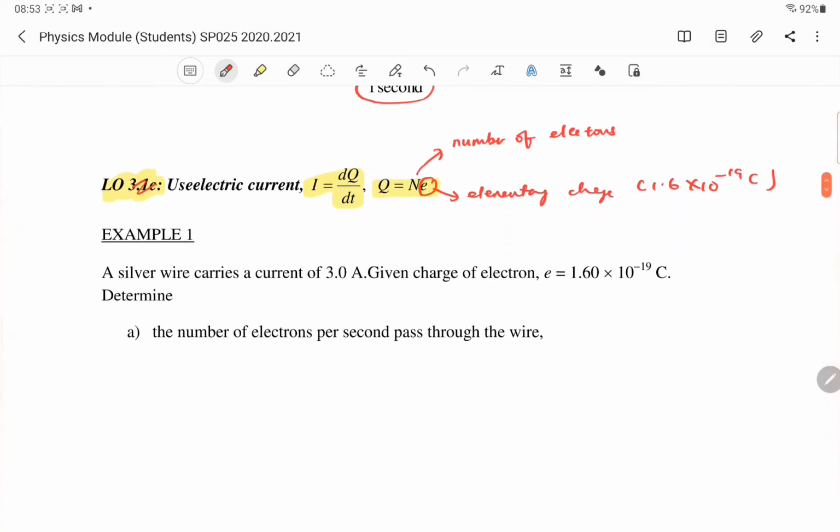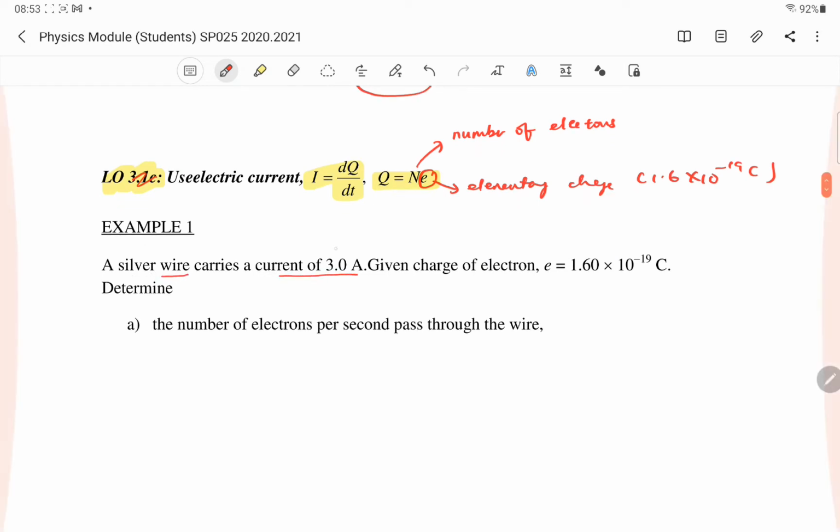Okay, we go to example number 1. A silver wire carries a current of 3 ampere. Given a charge of electron is 1.6 times 10 power negative 19, determine the number of electron per second pass through the wire. Okay, so we know that Q is equal to IT. And then the number of electron, kita nak number of electron, so number of electron N per T. Okay, so from where we can get N per T?